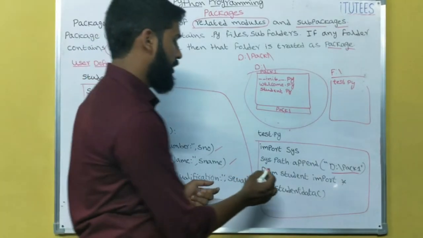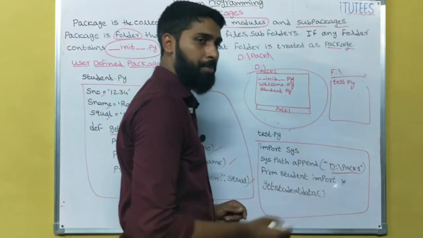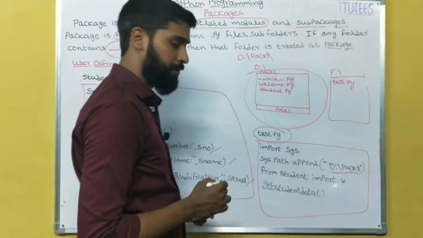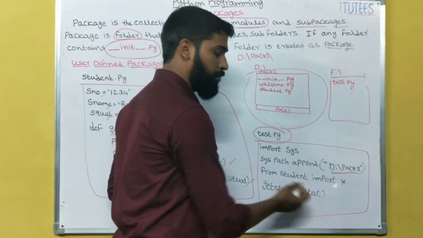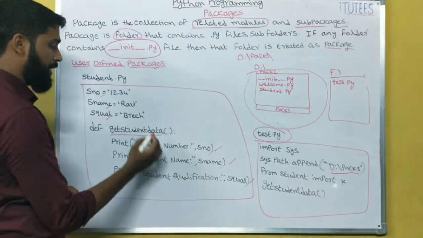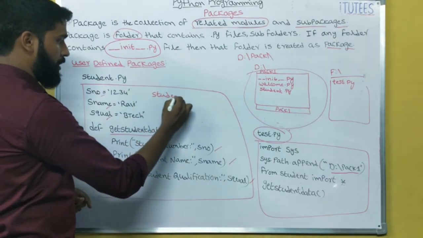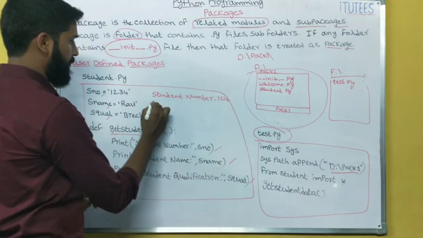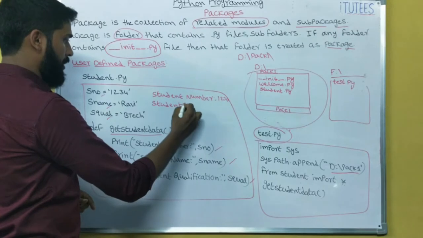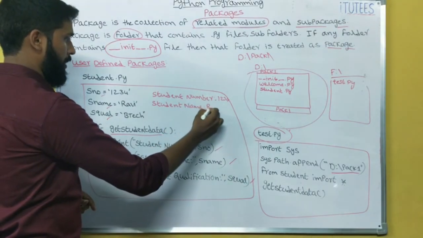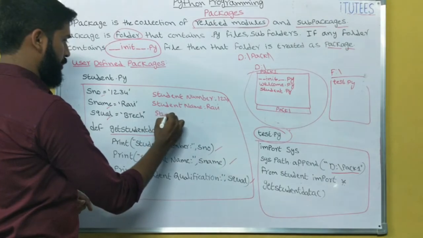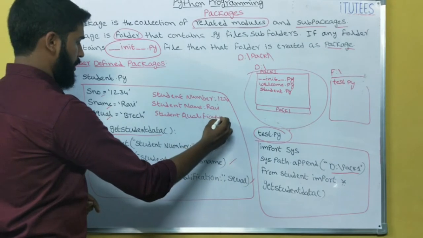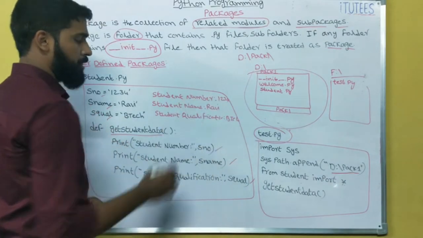How? From student import asterisk. That means all the members and functions are imported into this test.py. So now I call that function get student data. So what is the output? The output is student number 1234, student name Ravi, student qualification PTech. So this is the output.